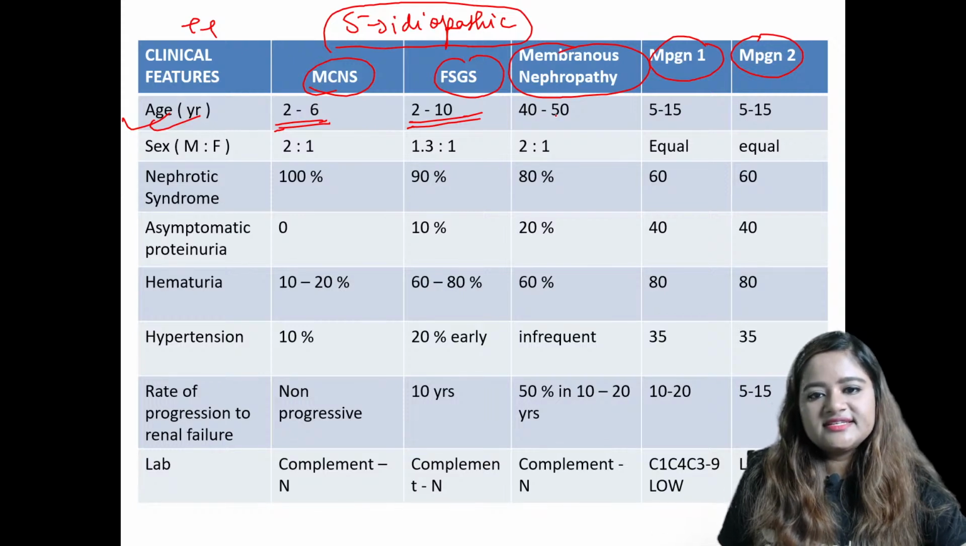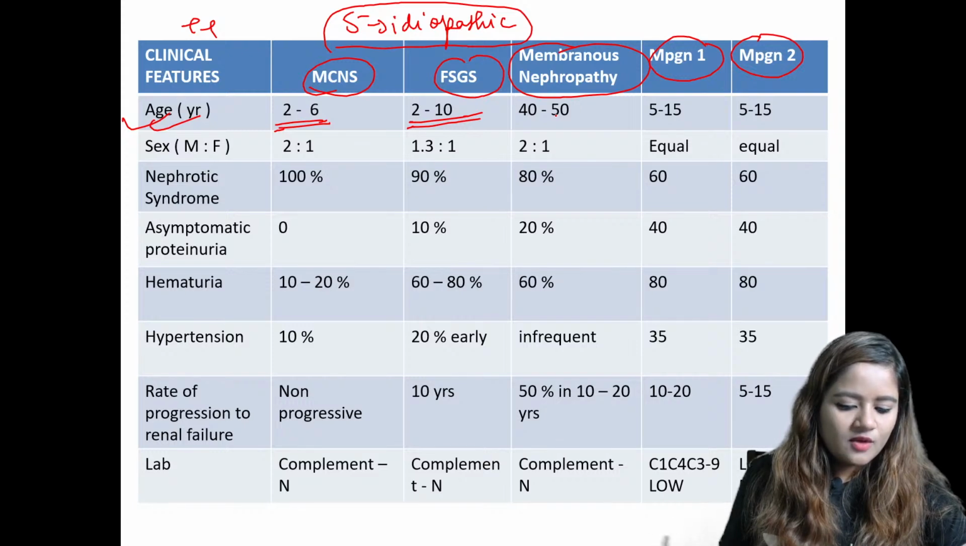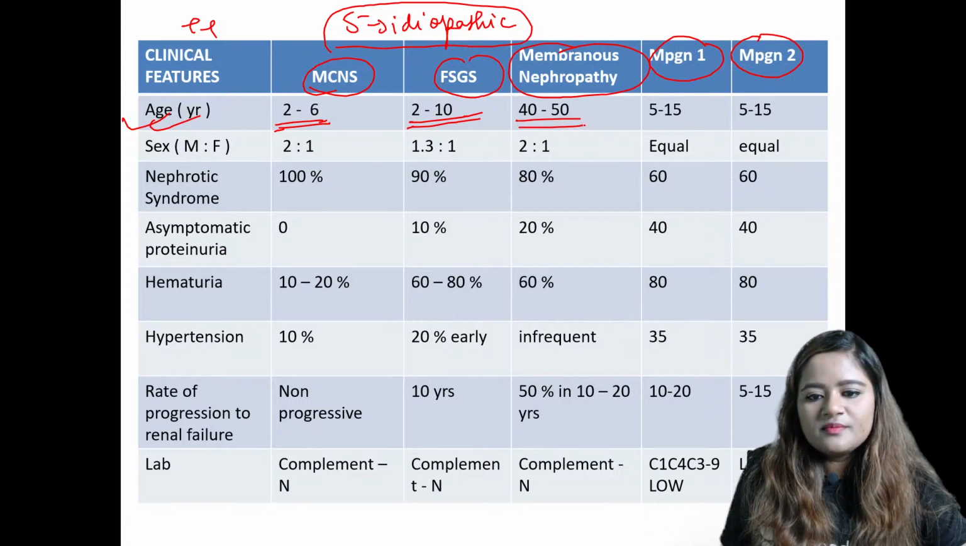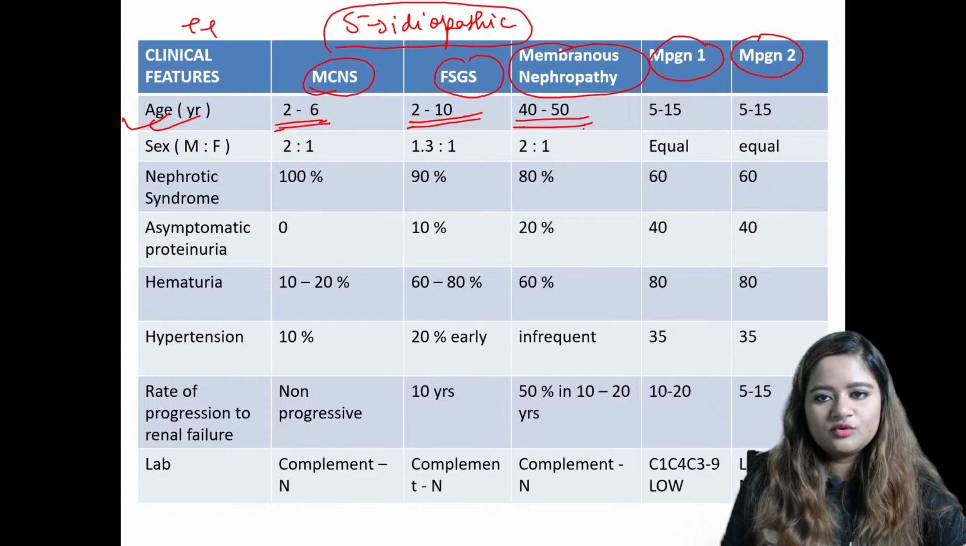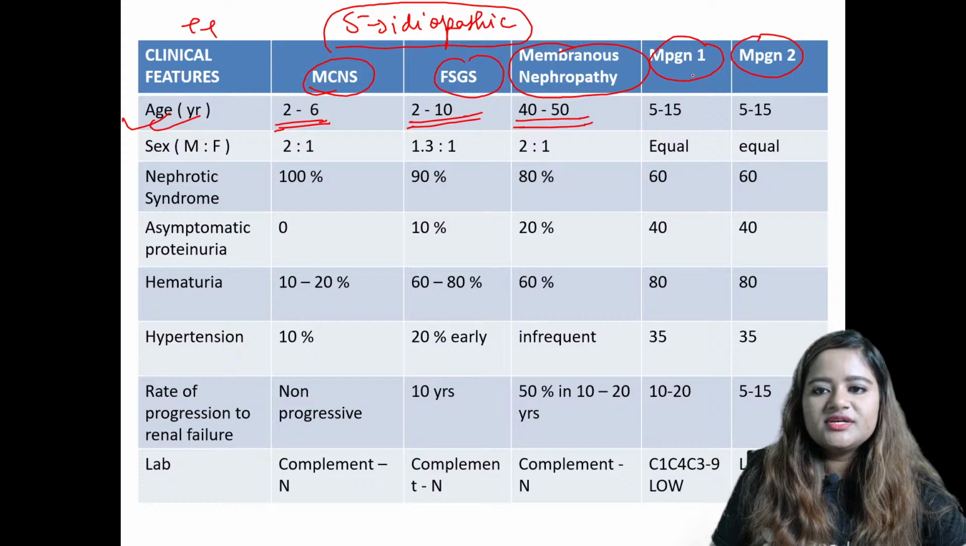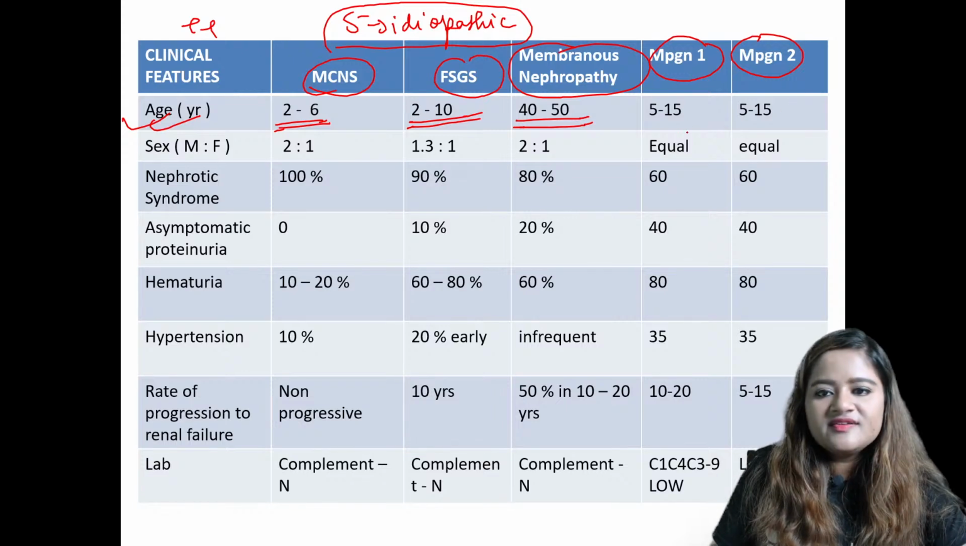Membranous nephropathy is classically seen in old age. It is not very common in pediatrics. It is most commonly due to underlying malignancy in the body, which is seen in the old age group. But we have two types, MPGN1 and MPGN2. These are seen in a period of 5 to 15 years of age.